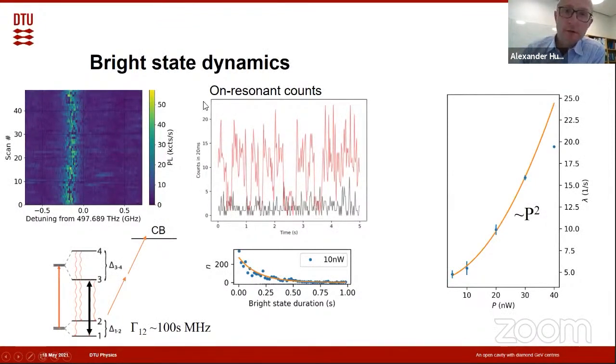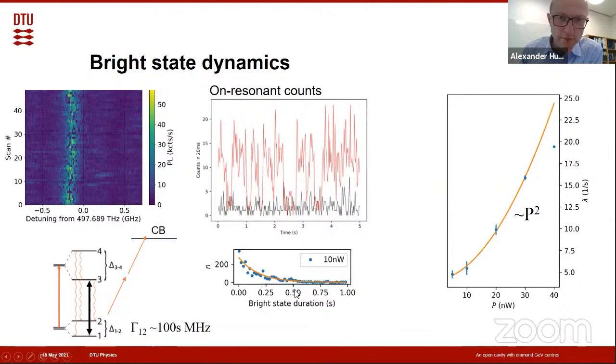This is my last slide. Even for the nice spectra, if one carefully looks at these resonance scans, one can see that while scanning through the resonance, sometimes the emitter goes into something which looks like a dark state. In the graph here in the center, we put the laser on resonance and record the counts as a function of time, and we see that the emitter starts to blink. For certain periods the emitter is bright and then it goes into a dark state, but it recovers naturally again.